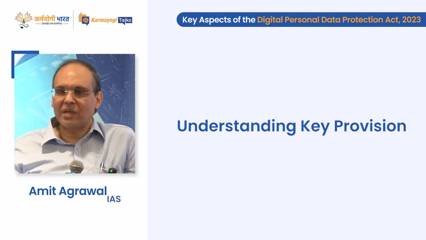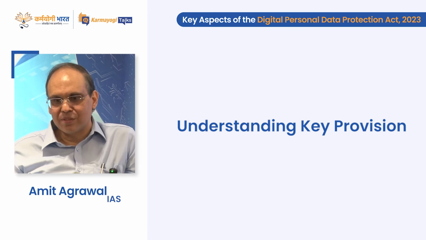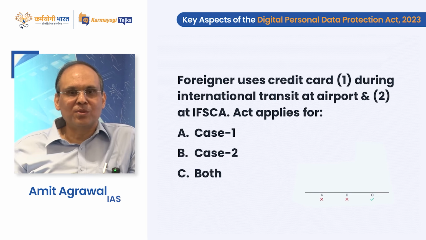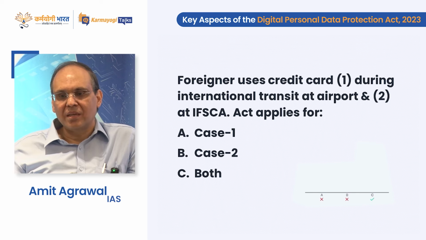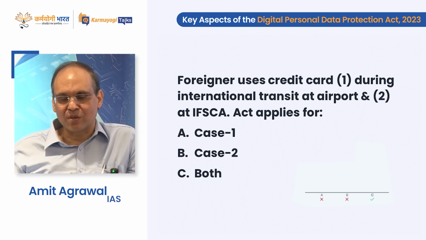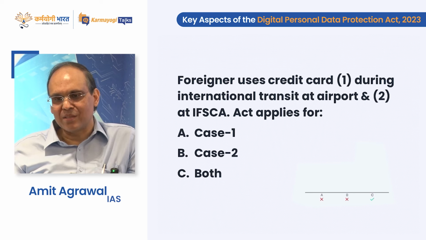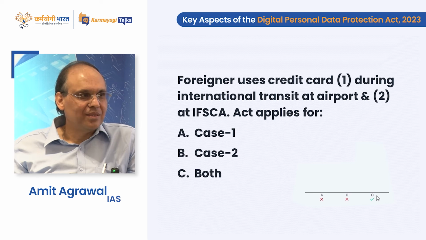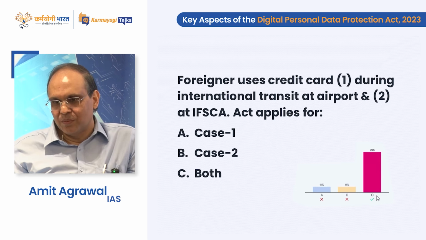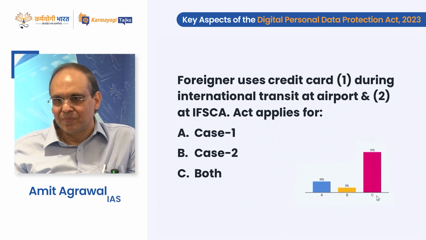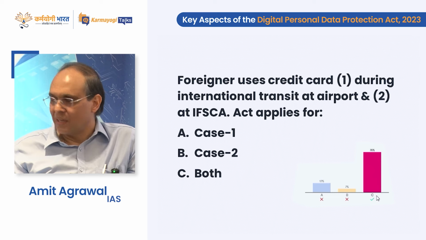Now we come to the interactive portion. So I'll pose a few questions here and we will start. Here is a question. There's a foreigner going through Indira Gandhi International Airport, traveling from Dubai onwards to Singapore, and during that halt uses a credit card. The second case is the person uses it at Gift City in the IFSC authority. What do all of you think, whether the act applies only in the first case, or the second case, or in both the cases? We're getting lots of responses. Different people have different thoughts. Right, so we move on to the answer. C, as you can see, is the right answer, and we will see why.